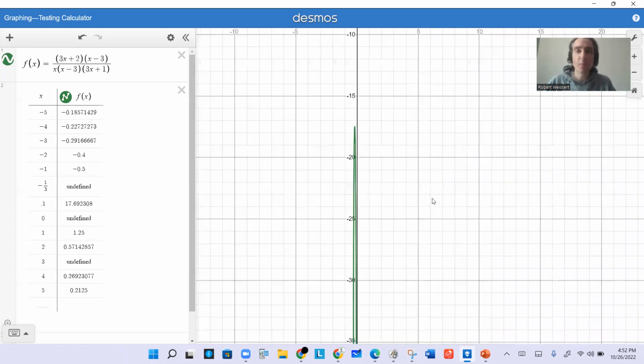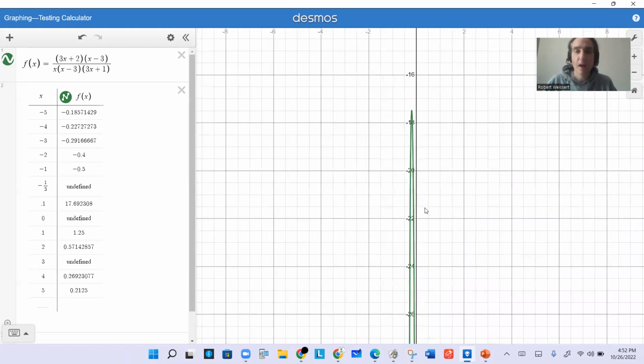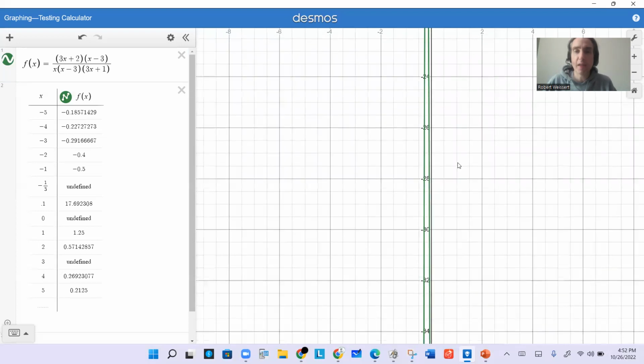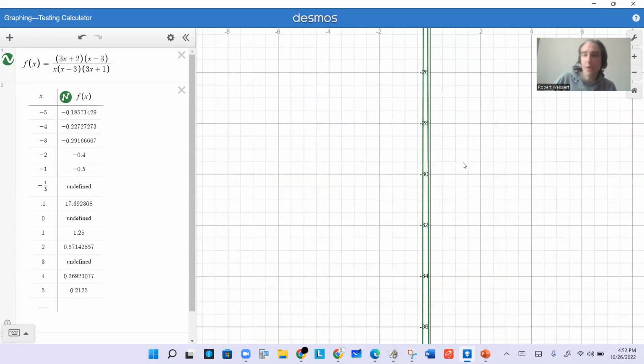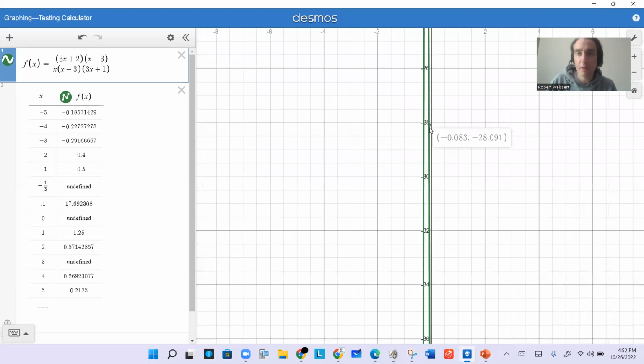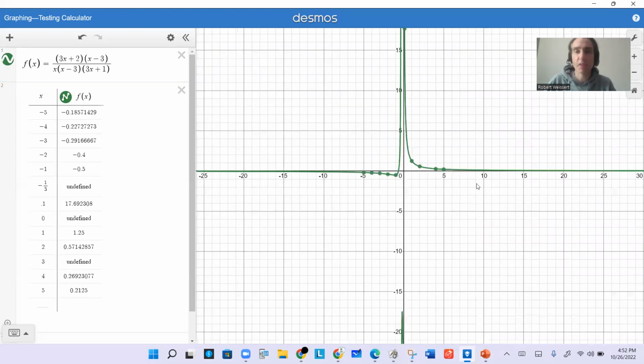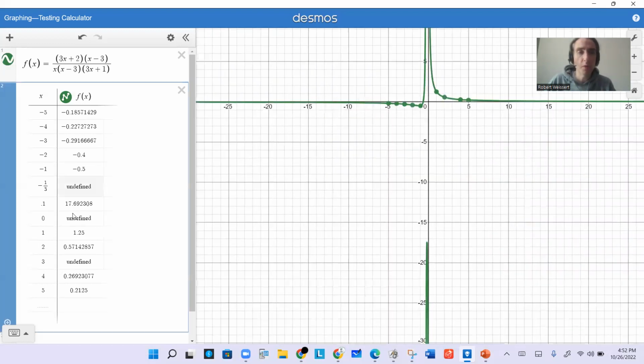In fact, there's a little piece of this graph way down here. And the graph is trying to get all the values between negative 1/3 and 0. If you drag through here, you'll see some of those x values. But it's not touching negative 1/3, and it's not touching 0. So those are both points of discontinuity.